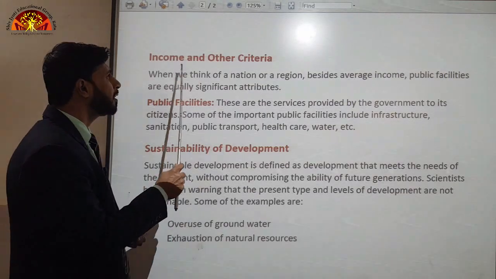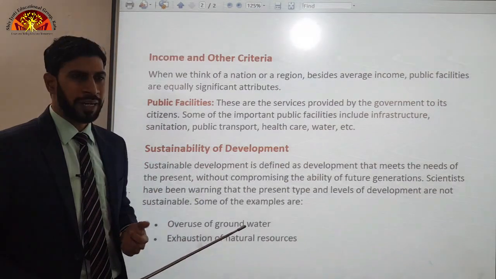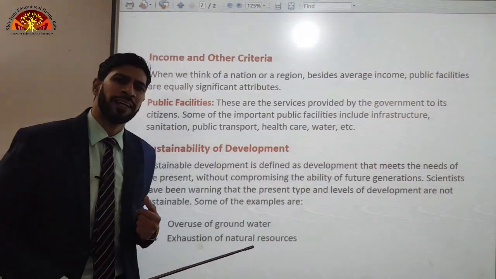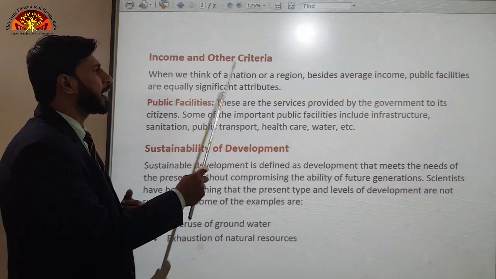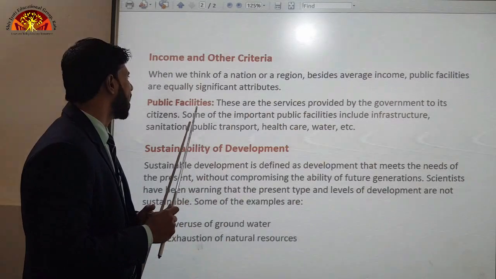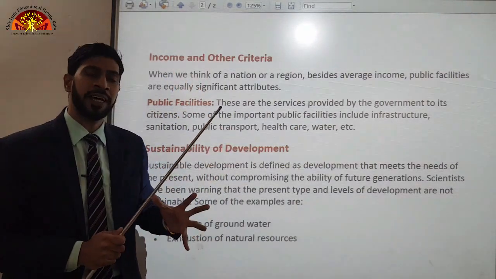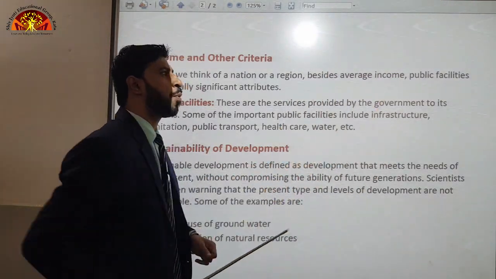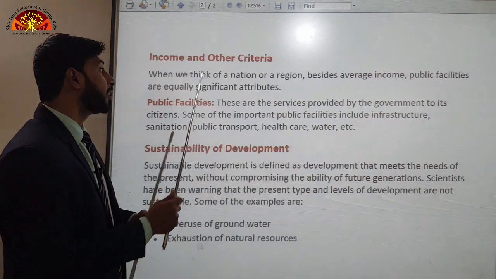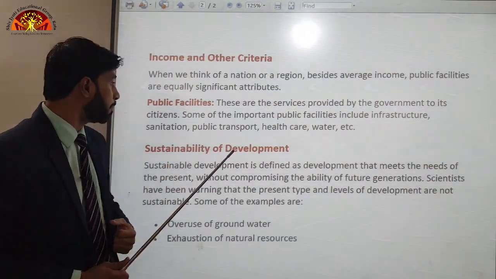Let's talk about income and other criteria. What are the other criteria also? Is only income important, or are other things also very important? When we think of a nation or a region, besides average income, public facilities are equally significant attributes. तो जब हम देश के बारे में बात करते हैं, only income is not important. What is important is public facilities, and other things are also important. बाकी चीजें भी बहुत important है.